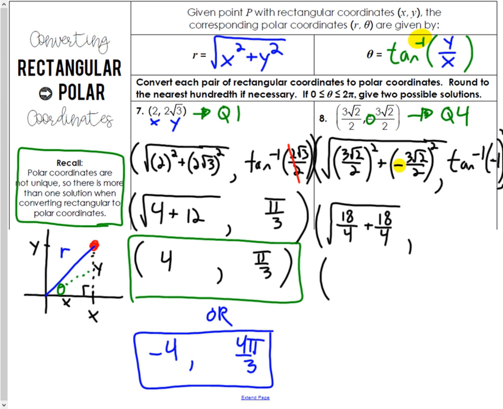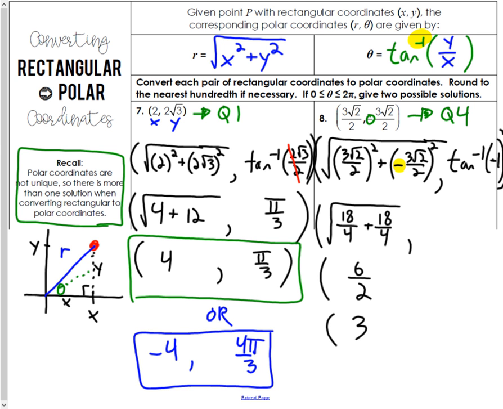So now we have 18 fourths plus 18 fourths, which is 36 fourths. That's nice because 36 is a perfect square. So the square root of 36 is 6. And the square root of 4 is 2. So hopefully our r value is just 3.